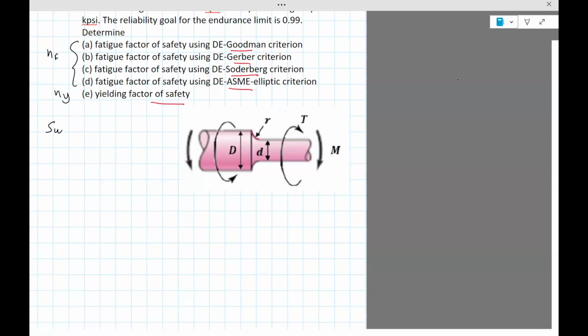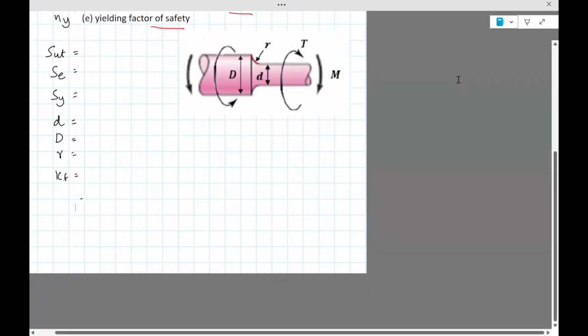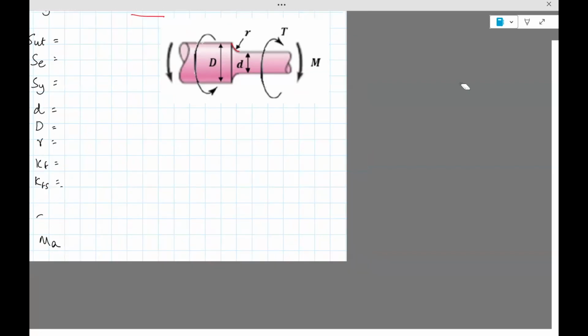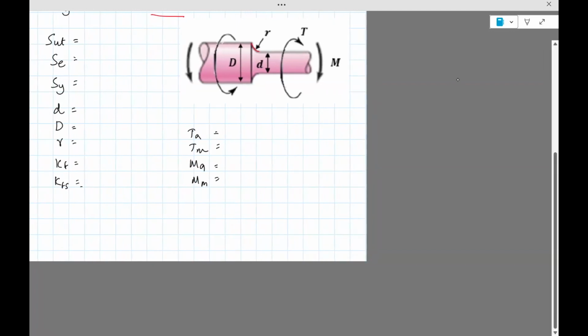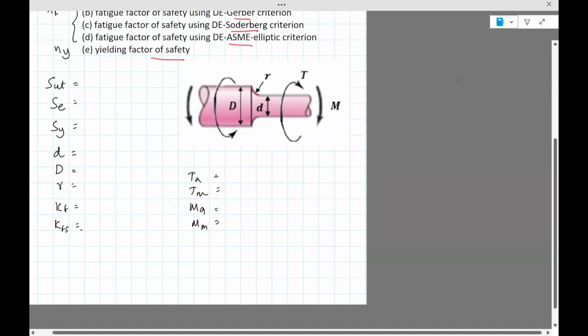So we clearly need Sut, Se, Sy, and all the dimensions would be important. We need Kf, Kfs. We need Ta, Tm, Ma, Mm. This is just a straightforward application of the formula, but it seems like we need all these things. Let's just try to list them out.